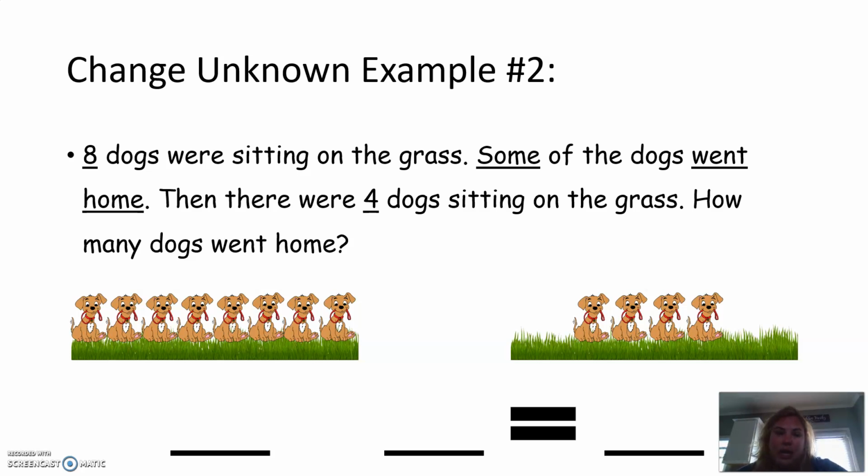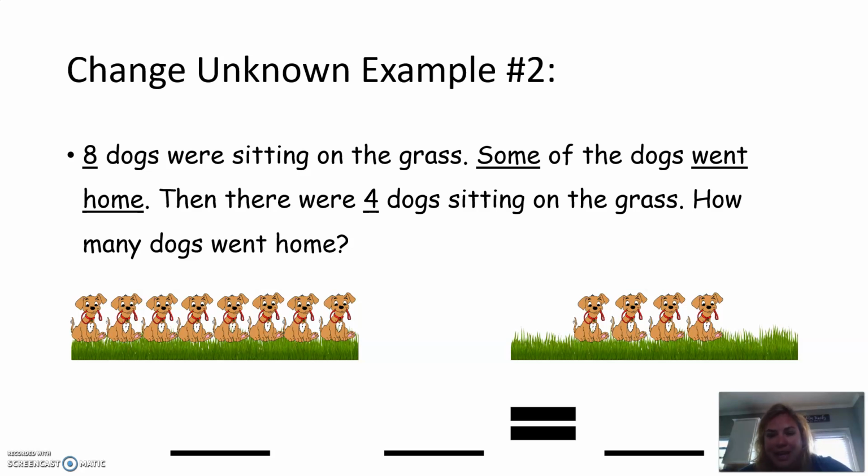Okay. I've put a picture here for you. You have to think about your information and make a plan. What are you going to do? What's the information that you know? All right. So right now I want you to pause this and write out your number sentence. We know 8 dogs were sitting on the grass, but some went home, but we don't know how many. But we know we were left with 4 dogs sitting on the grass.